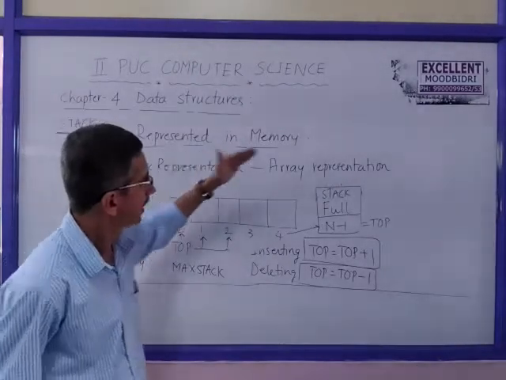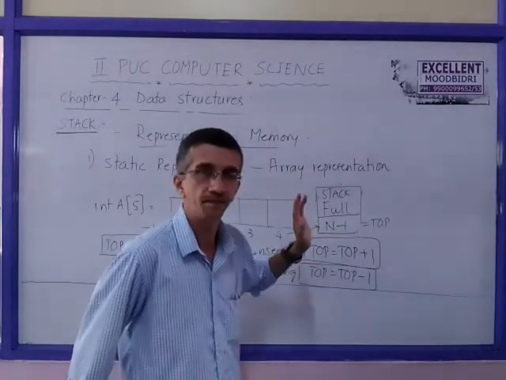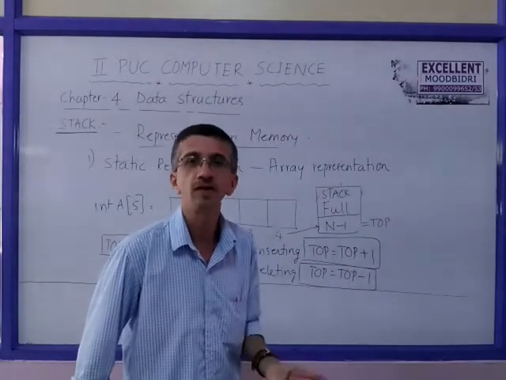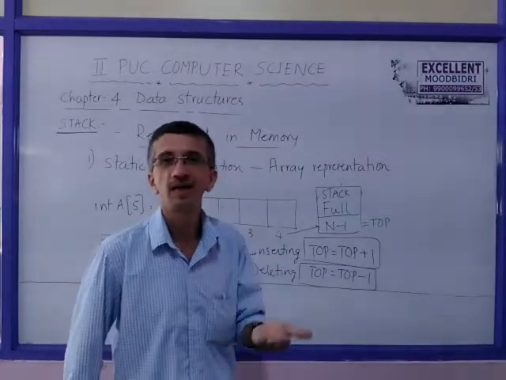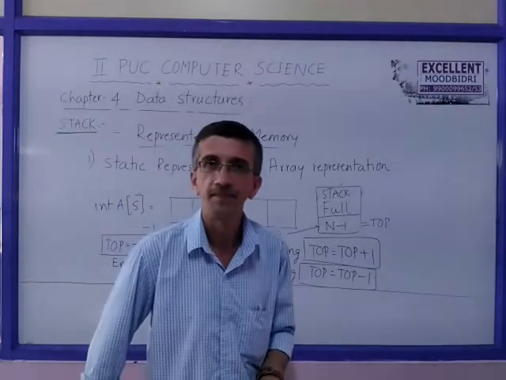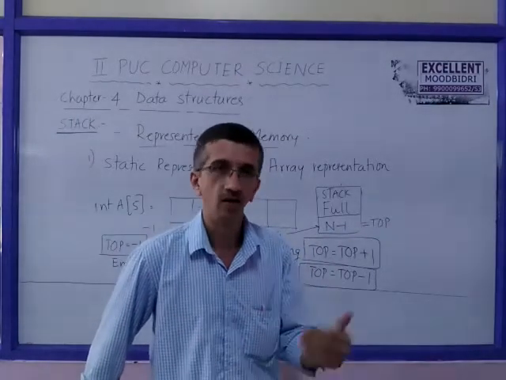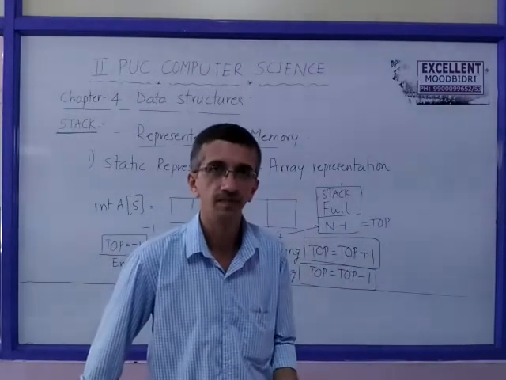I have seen the stack is full means top is n minus 1. When you are trying to insert one more item when the stack is full, it is not allowed, naturally. Why? Because it is a static structure. You have taken an array. You cannot insert any item beyond the last index. It is already full. Correct?